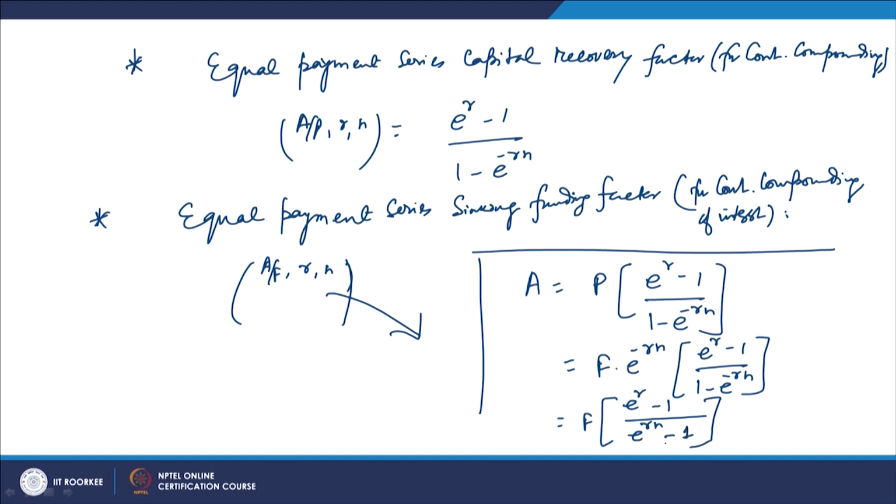This factor, e raised to the power r minus 1 divided by e raised to the power r n minus 1, is basically known as the equal payment series sinking fund factor for continuous compounding. So that is how we define it for the continuous compounding cases.